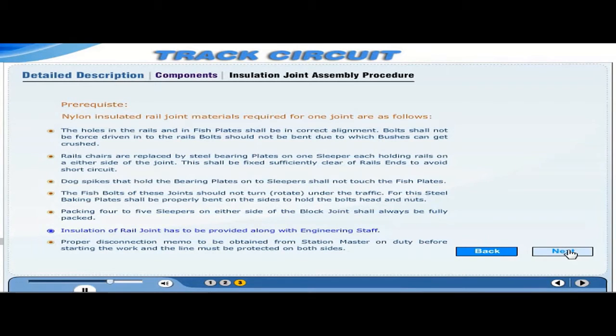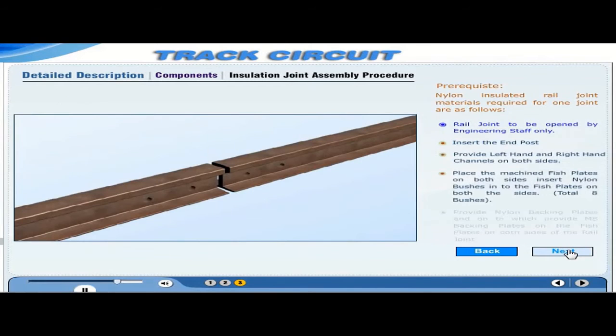Insulation of rail joint has to be provided along with engineering staff. Proper disconnection memo to be obtained from station master on duty before starting the work, and the line must be protected on both sides. Rail joint to be opened by engineering staff only.